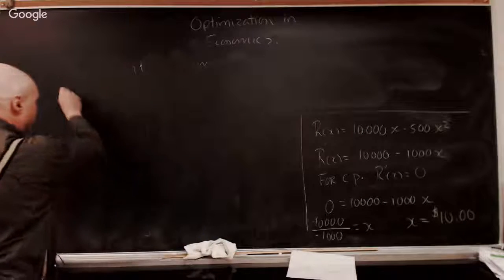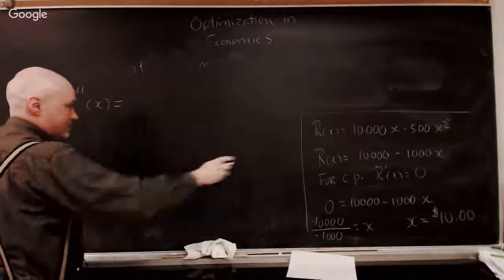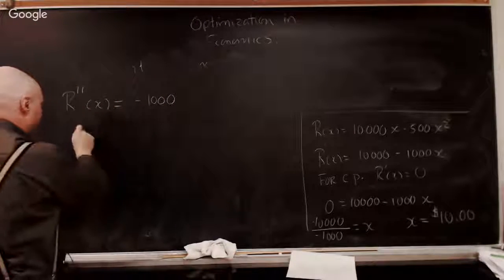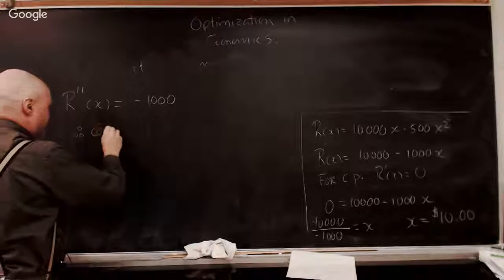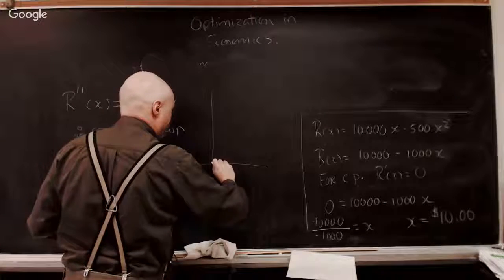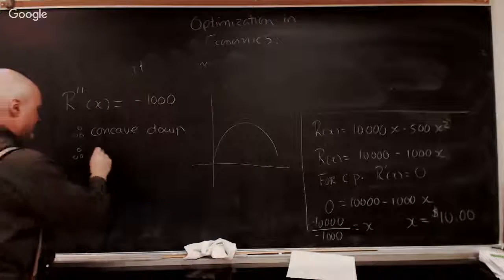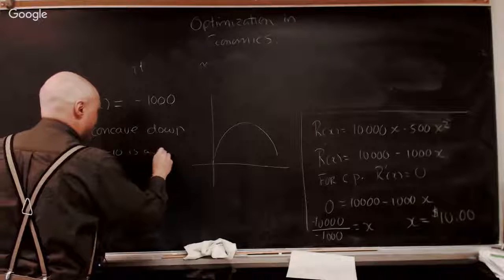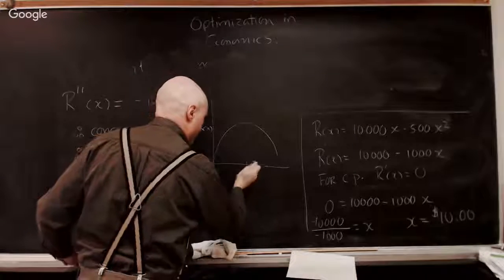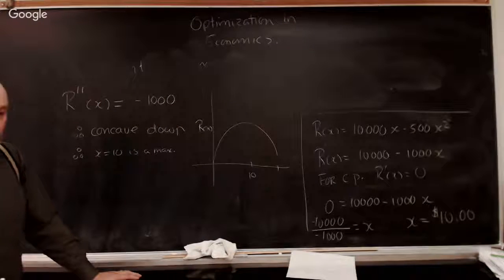Okay, so R double prime at x is the derivative of 10,000, which is nothing, and the derivative of negative 1,000x is negative 1,000. Therefore, concave down, right? Here's my function. I know it's concave down, and therefore charging $10 is going to be a maximum. I know that for sure. That's going to be my maximum profit.